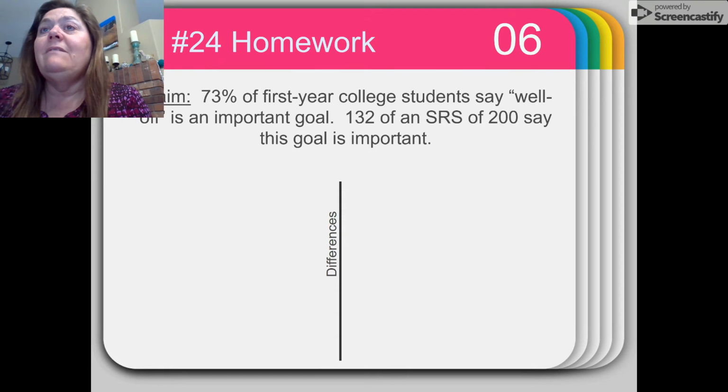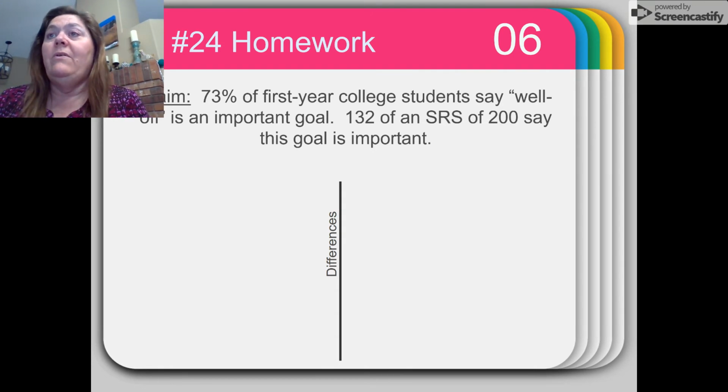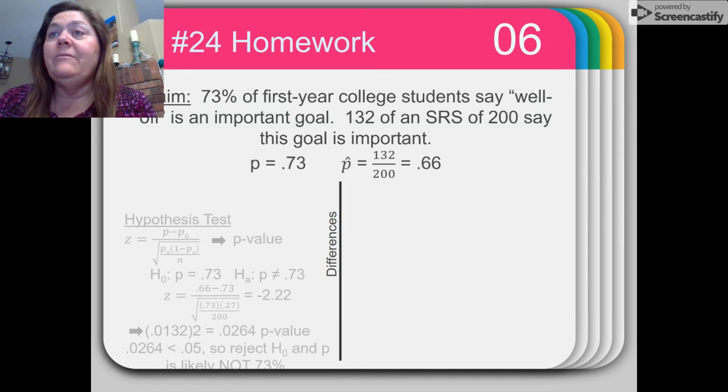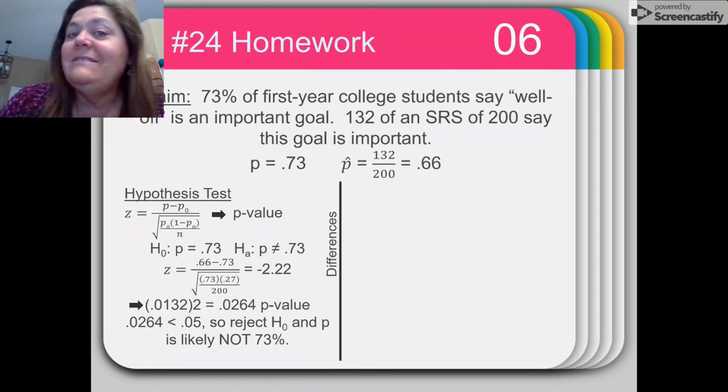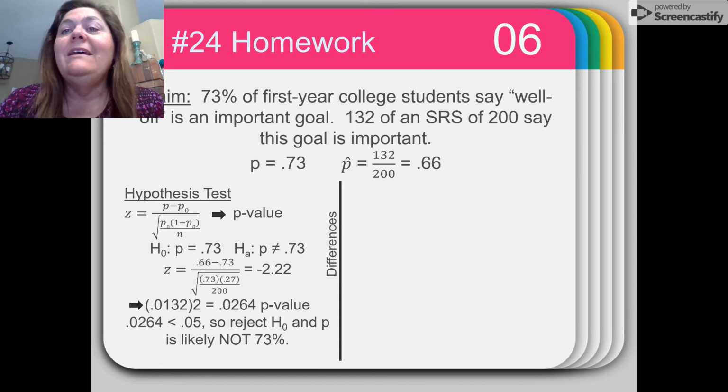So the claim is that 73% of first-year college students say being well off is an important goal. And then you get an SRS of 200, and 132 of those say that goal is important. Okay, so here's your P and your p-hat that you've calculated. So on the left side, you could see you're to run a hypothesis test, which I did. It's a two-tailed test, so that tells you what else we can look at. Hint, hint, we'll look at that next.